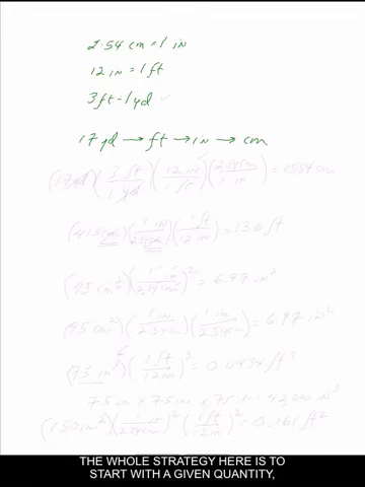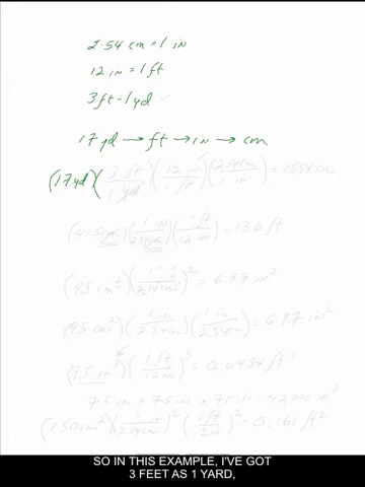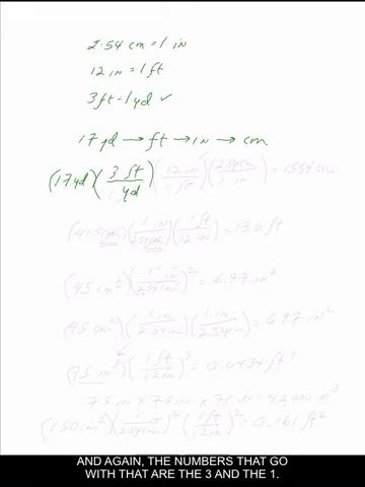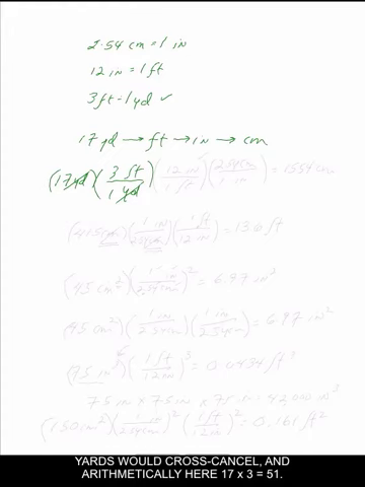The whole strategy here is to start with the given quantity, in this example 17 yards, and apply a ratio in such a way that the denominator has the same units as the yards. So in this example, I've got 3 feet is 1 yard. So I'm going to simply write yards below and feet up top. And again, the numbers that go with that are the 3 and the 1. The units are more important, really, than the number itself. And you can see by setting it up this way, yards would cross-cancel. And arithmetically here, 17 times 3 would be 51.